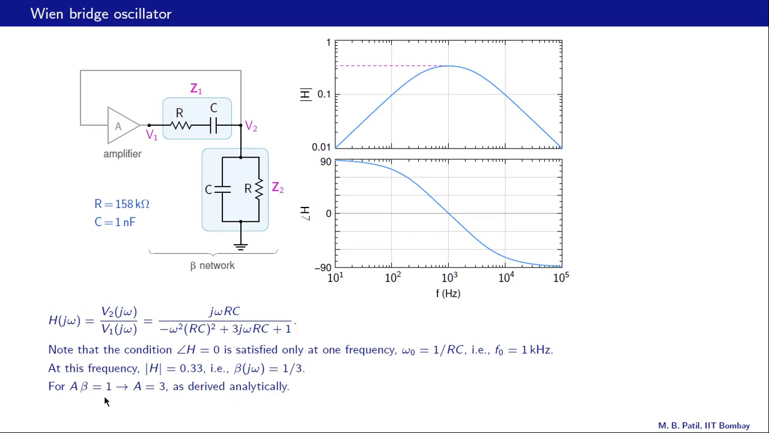And for A beta equal to 1, what do we need? We need A equal to 1 over beta, which is simply 3. And in fact, this is the same result that we derived analytically.